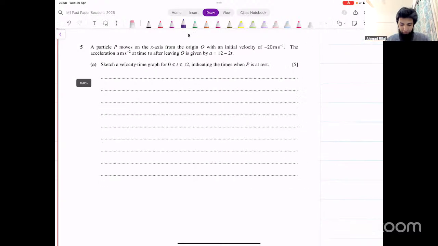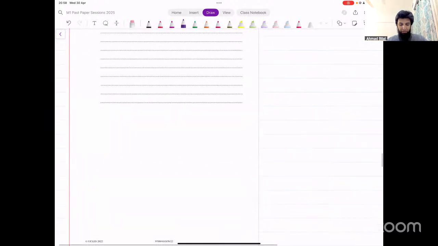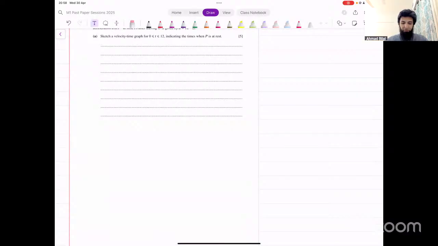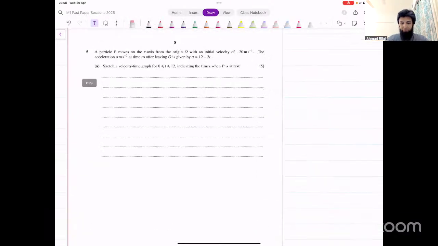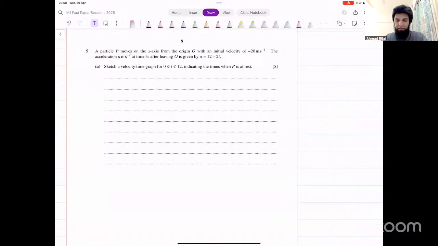That's a 5-mark question. They've given you some blank space down here, in which you have to draw that graph. And then they've given some line space here as well, where you can do any working that's required.